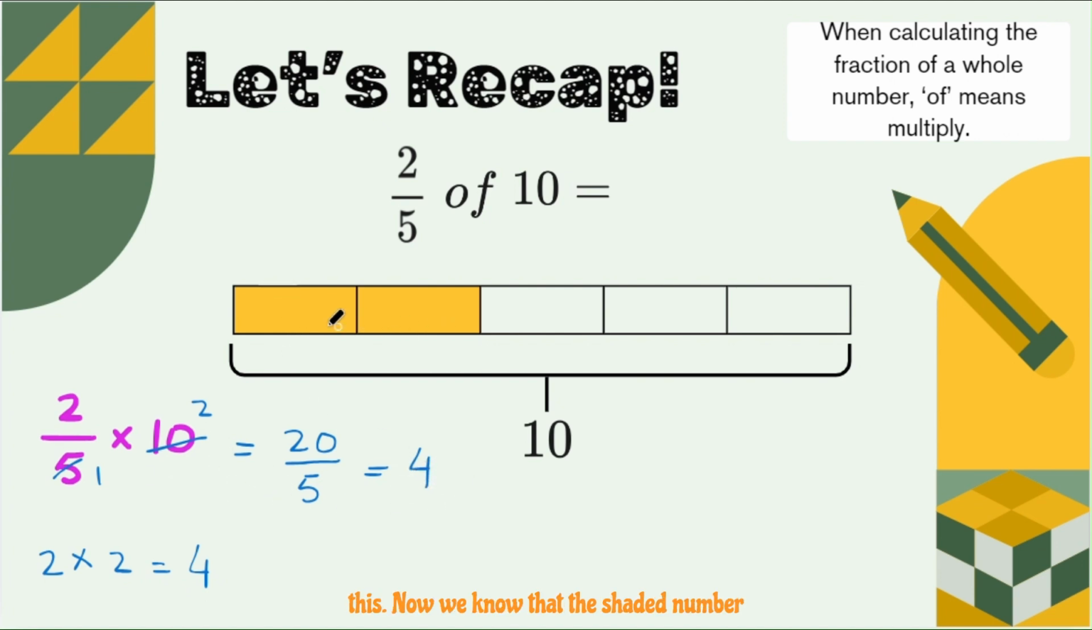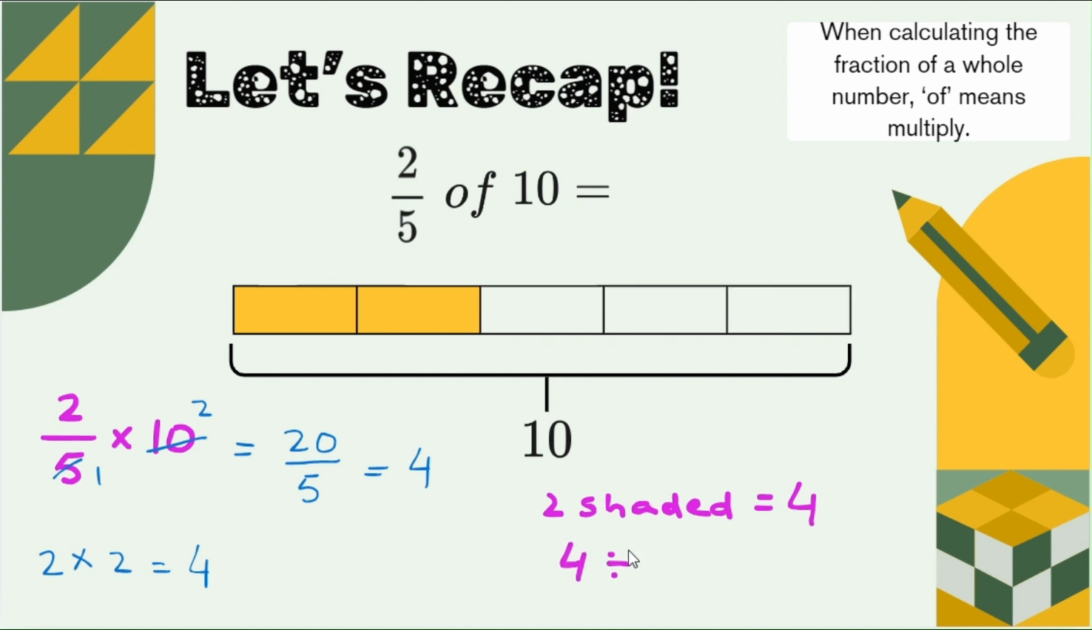Now we know that the shaded number of parts, in this case, is 2 shaded parts. So 2 shaded parts is equal to 4. So what is going to be the value for one shaded part? Simply, we are going to divide 4 by the shaded number of parts, which is 2. And 4 divided by 2 is equal to 2. So that means that the value of one shaded part is equal to 2.